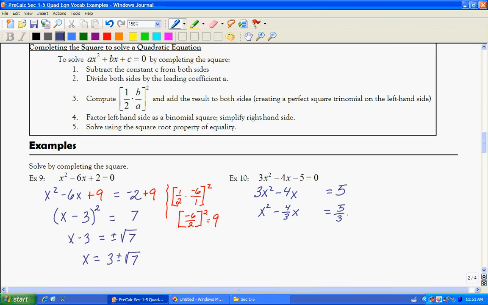Now step 3, we have to figure out what we're going to add to both sides. So let's sketch this out here at the side. So we're going to have 1/2 times, and again, look back at your original equation. Our b value is -4. Our a value is 3. And we're going to square that. So that simplifies to -4 over 6 squared, which is -2/3 squared, which then simplifies to 4/9. So we are going to add 4/9 to both sides.